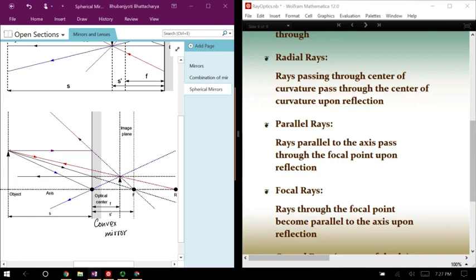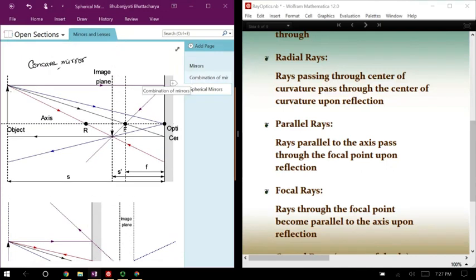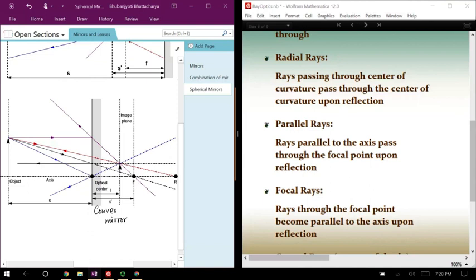All right, now let's move on to the parallel ray. What does the parallel ray do? In the case of the concave mirror, the parallel ray hits the mirror, and after hitting it, it passes through the focus. Rays parallel to the axis pass through the focal point upon reflection. That's the second rule. In the case of convex mirrors, it's very similar, except the focus is behind the mirror, so the ray can't actually pass through the focus. After reflection, the ray of light is going to appear to come from the focus, which is behind the convex mirror. And finally, we have focal rays.